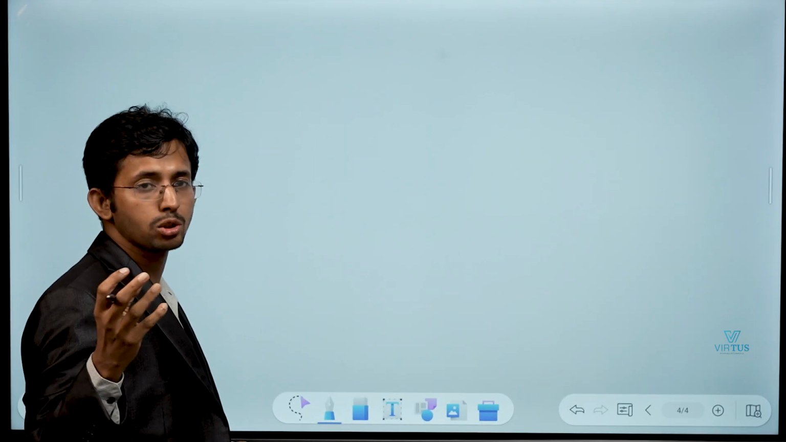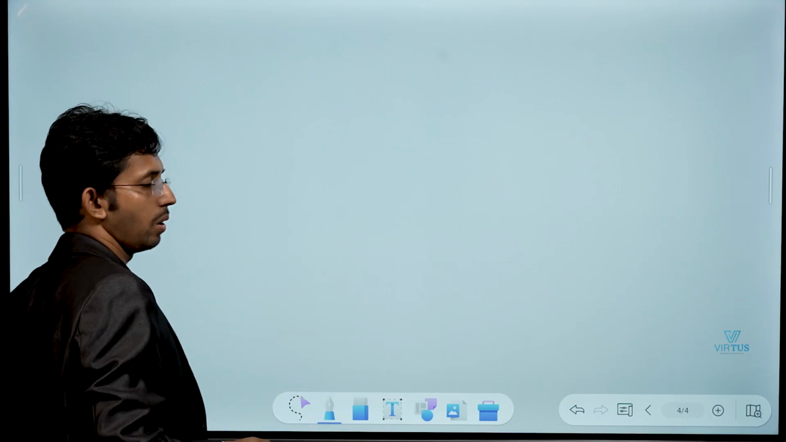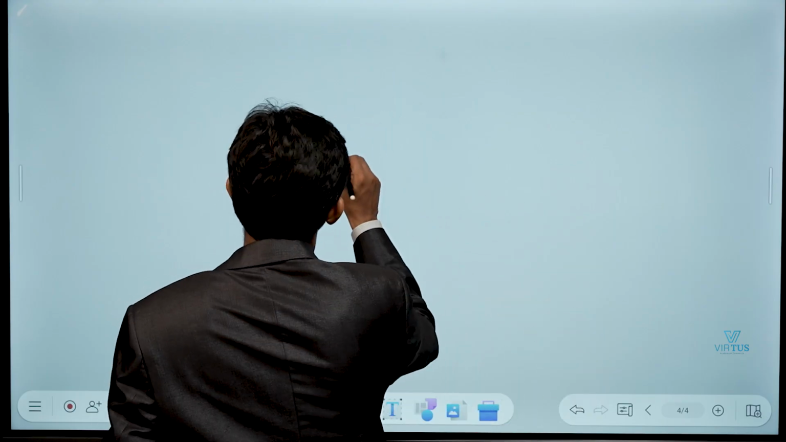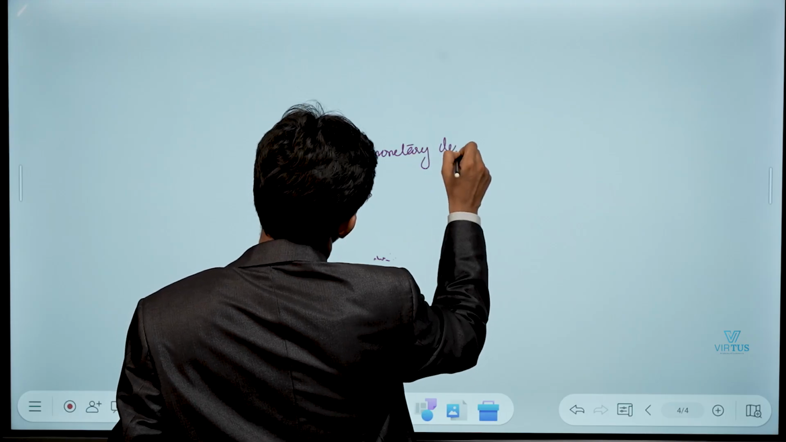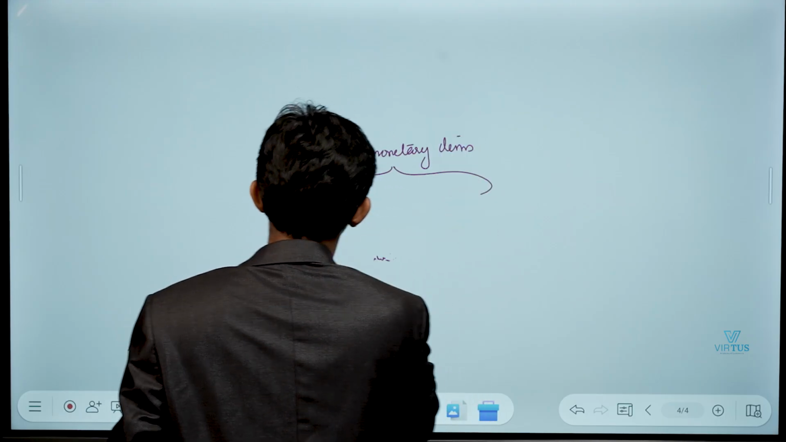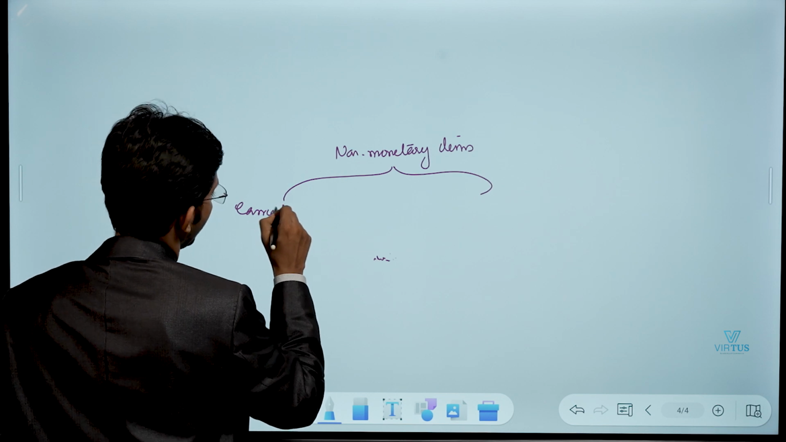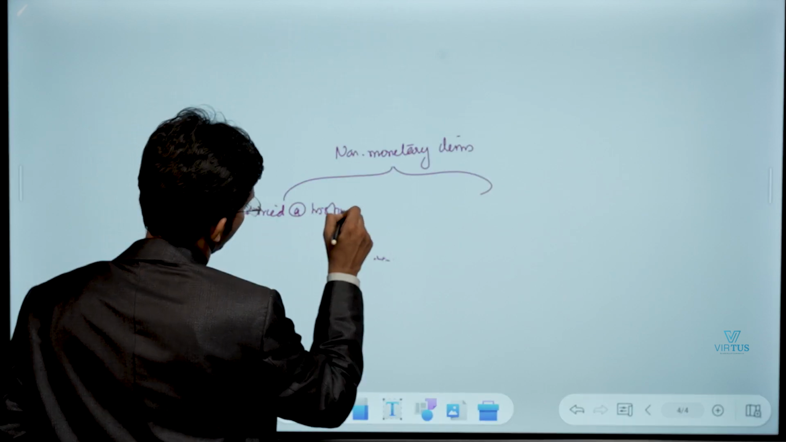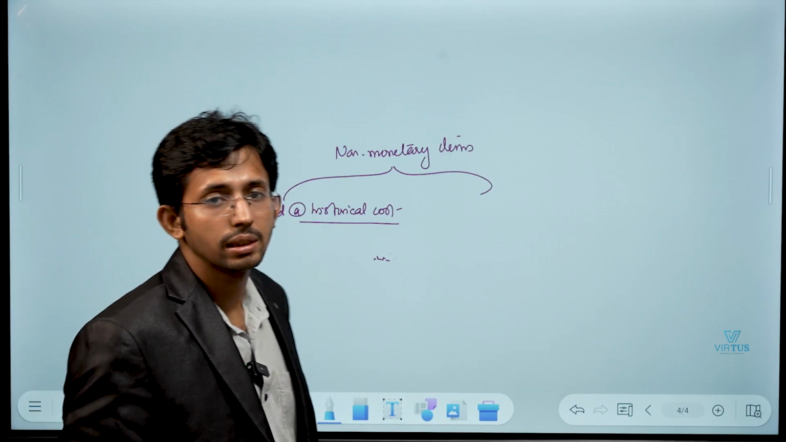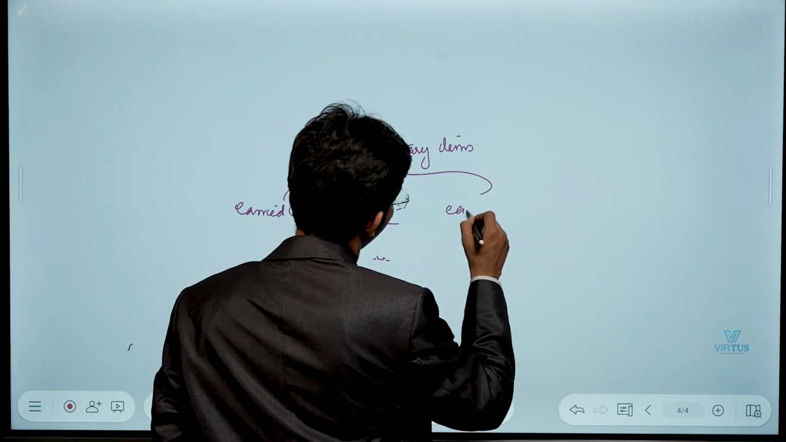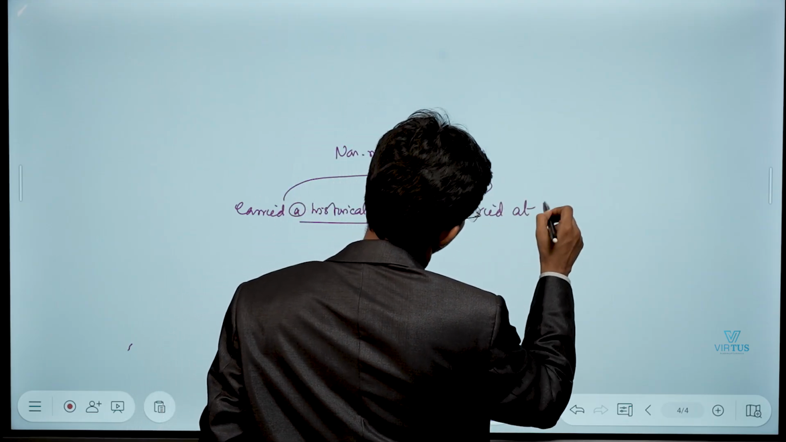A monetary item, we already said, has to be reported at the closing rate on the reporting date, and the gain or loss is recognized in profit or loss. Whereas in case of non-monetary items, they are either carried at historical cost, or carried at revalued amount. These are the two options.